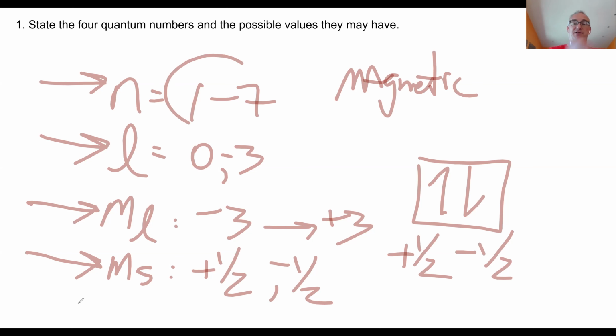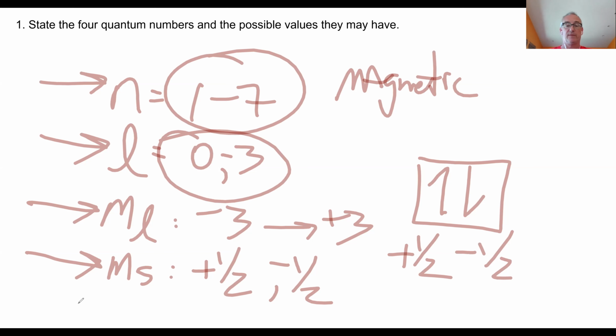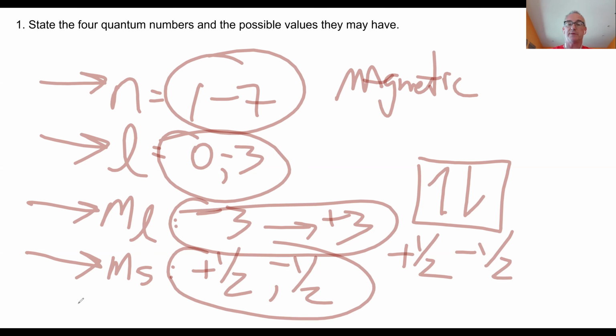So there's 7 possibilities for N, 4 possibilities for L, 7 possibilities for M to the L, but then there's only 2 possibilities for M to the S. Yes, Nicholas.